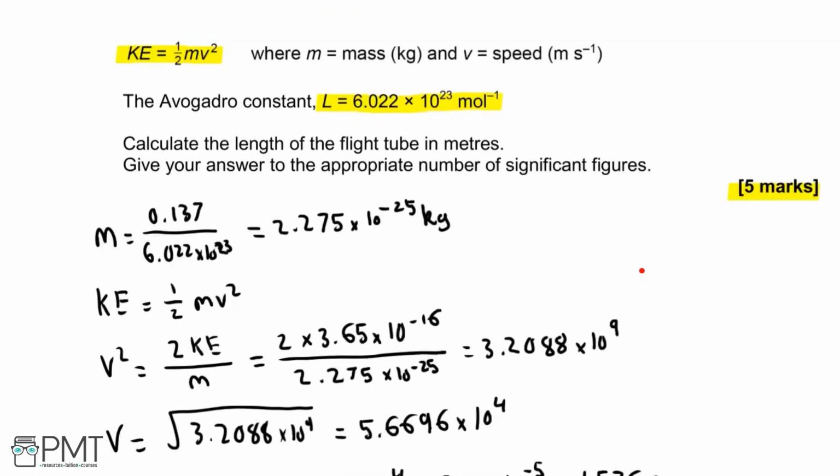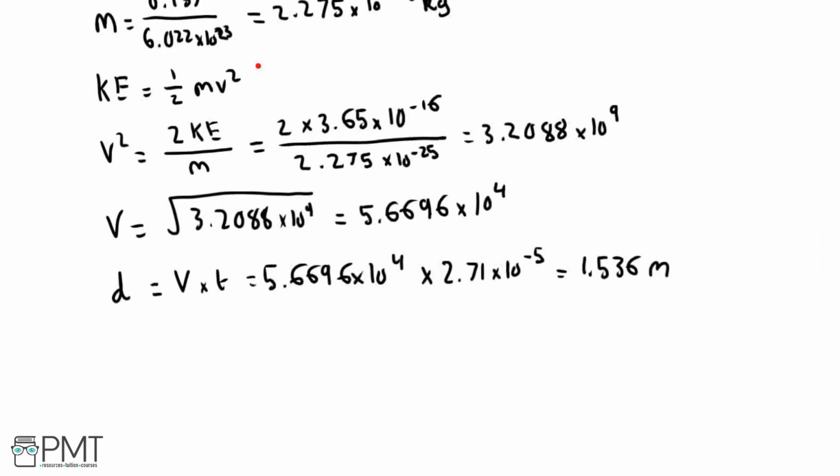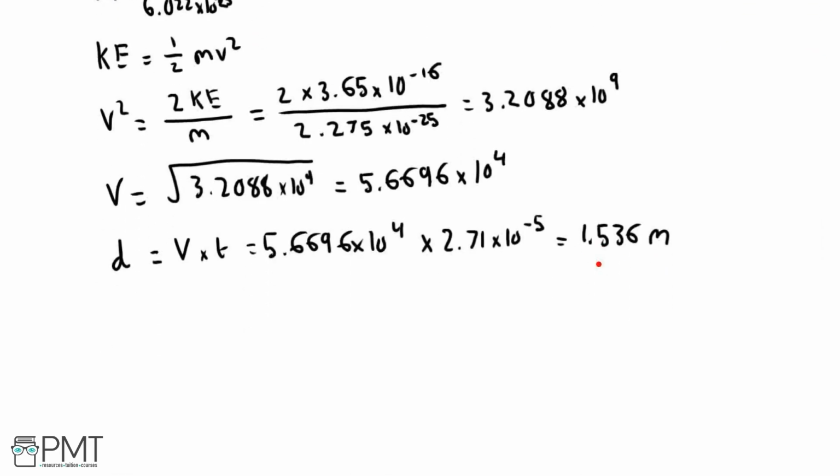Now we need to give this to an appropriate number of significant figures. So if we look back at our question, we will see that the majority of the quantities that we were given, not counting our Avogadro constant, as that's a constant rather than a value given to us specifically by the question, are to 3 significant figures. So we are going to have to give this value to 3 significant figures. So our first significant figure is the 1, then it's the 5, then it's the 3. So we're going to round based off the 3. Looking at the next digit, we can see it's a 6, so we'll round up. So this is equal to 1.54 meters.